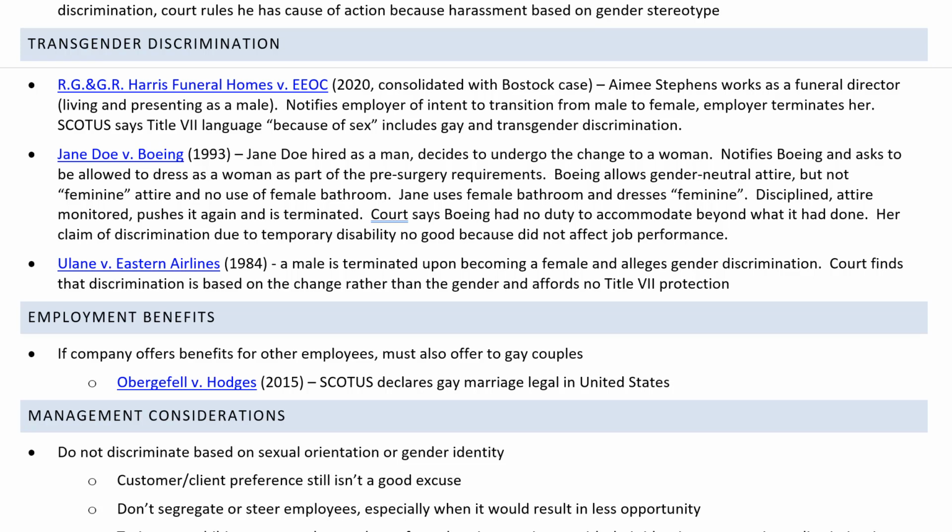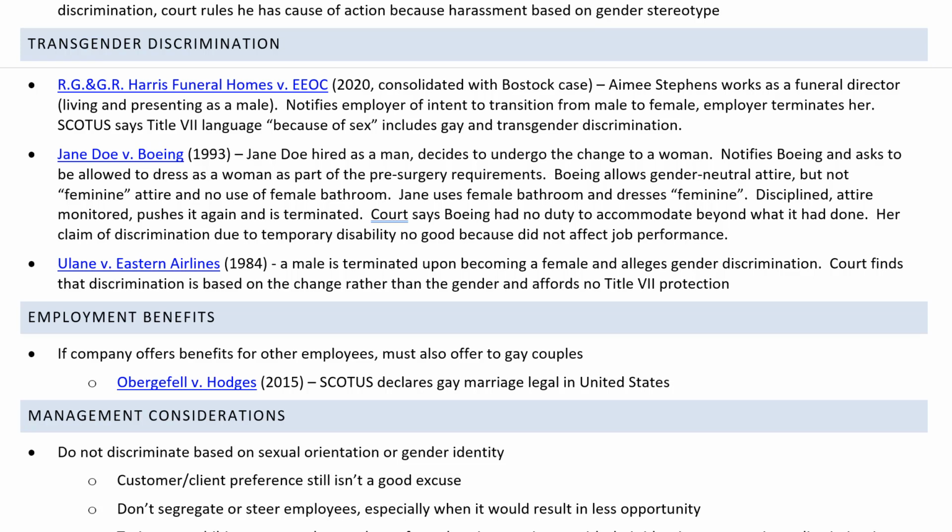The court said Boeing had no duty to accommodate beyond what it had already done. And her claim of discrimination due to temporary disability was no good because it did not affect her actual job performance. So that was kind of a case of Boeing being a little bit ahead of its time in 1993 and trying to accommodate, but the employee was just kind of pushing things a little bit too far for what they were willing to accommodate. And so Jane Doe did not end up winning, although if that was to happen today, then things could easily be very different.